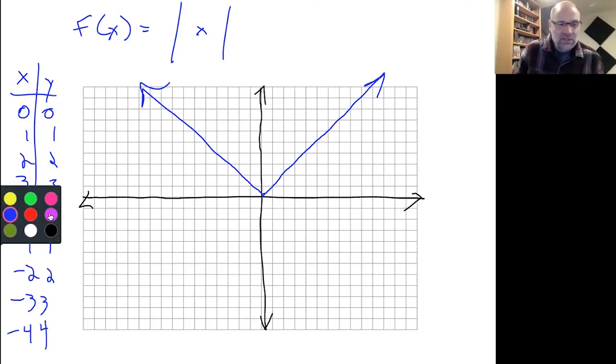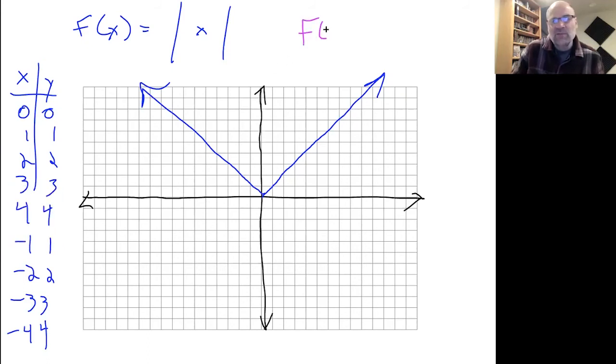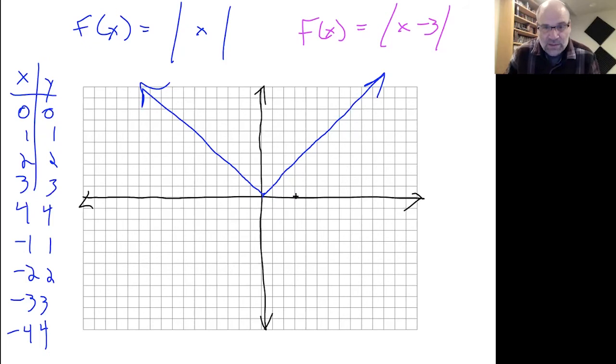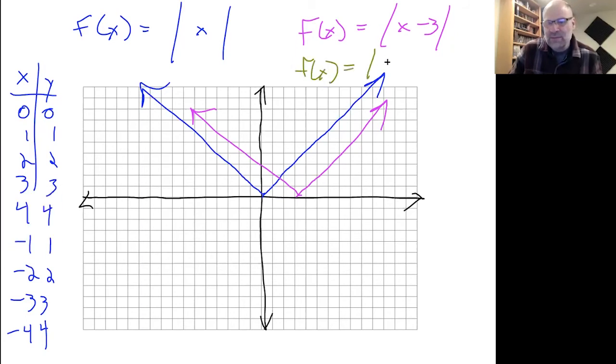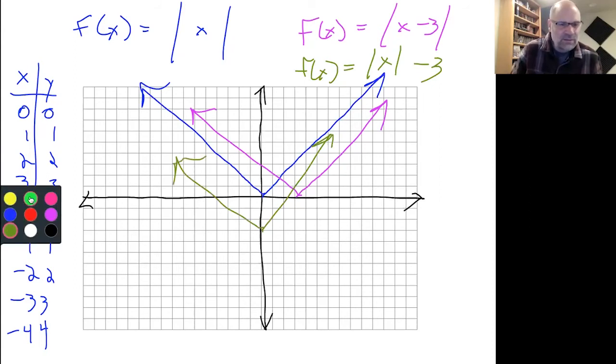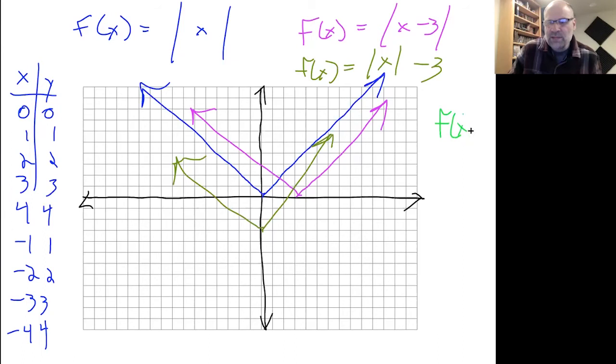So again, all the shifts are going to be the same. So f of x equals the absolute value of x minus something. So see how it's happening inside the function, inside the actual operation? Well, that's going to look like that. And then you got your f of x equals absolute value of x first and then minus 3. That's a vertical shift. And then, of course, flipping it upside down equals negative absolute value of x. So you take the absolute value of x first and then you negate it.